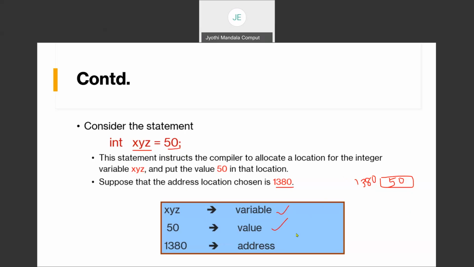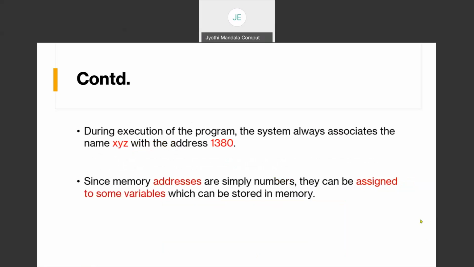Variable is nothing but the name of that variable. Value is nothing but whatever we are storing in that memory location, and address is nothing but the unique address that has been allocated to this memory location. Got it, all of you? So this is how, whenever a variable is declared, internally one memory address is allocated. Okay. Now what happens during the execution of the program? Whenever you are executing that program, with the name and that address, like you can see here, 50 can be accessed.